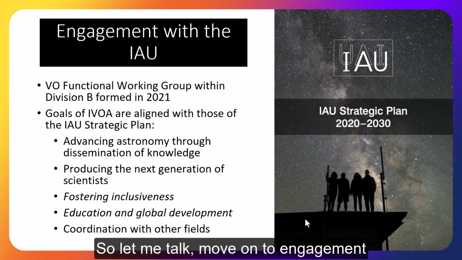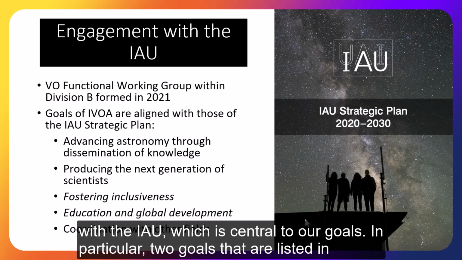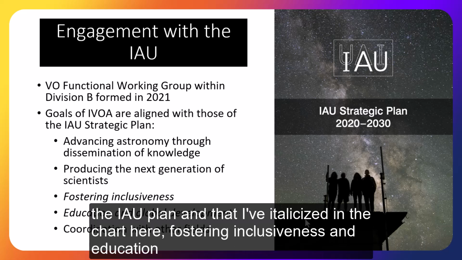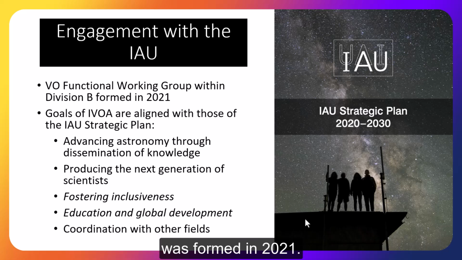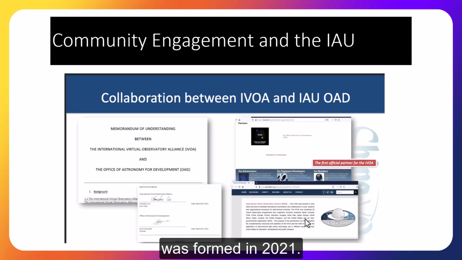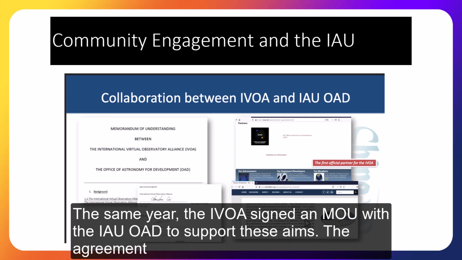So let me move on to engagement with the IAU, which is central to our goals. In particular, 2 goals that are listed in the IAU plan and that I've italicized in the chart here: fostering inclusiveness and education and global development. In support of these aims, a VO working group within Division B was formed in 2021. The same year, the IVOA signed an MOU with the IAU OAD to support these aims.